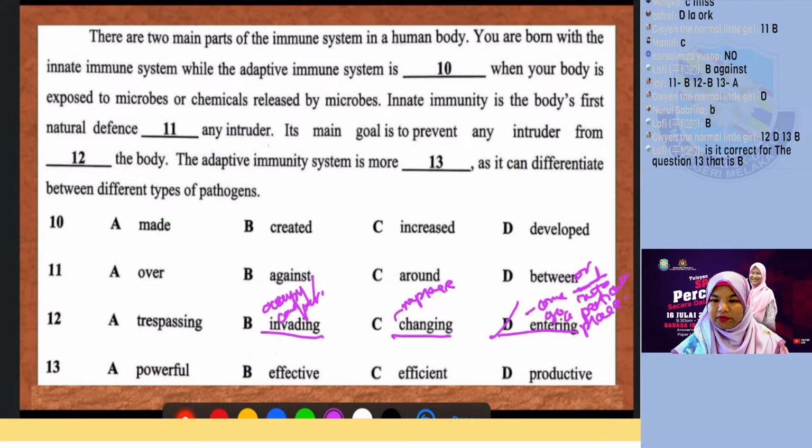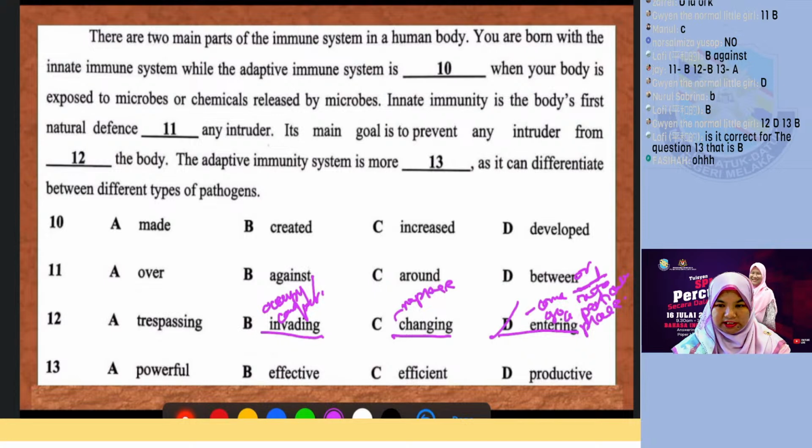Is it correct for the question 13 that is B? Okay, we have not come to question 13 yet. We are moving on to 13 now. Okay, last one. The adaptive immunity system is more, A, powerful, B, effective, C, efficient, as it can differentiate between different type of pathogens.